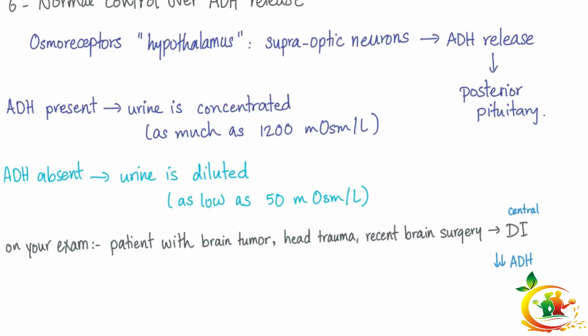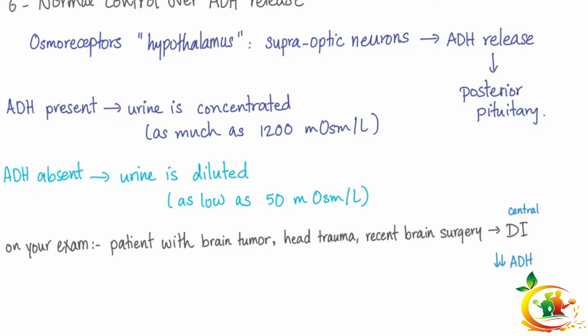Normal control over ADH release. As you know, osmoreceptors in the hypothalamus will sense change in tonicity. The supraoptic neurons in the hypothalamus will release the ADH in the posterior pituitary, which does not secrete the ADH, but it capitalizes on it. It uses the hypothalamus. ADH present, urine is concentrated. ADH absent, urine is diluted.